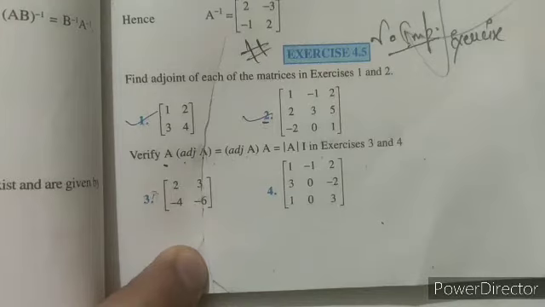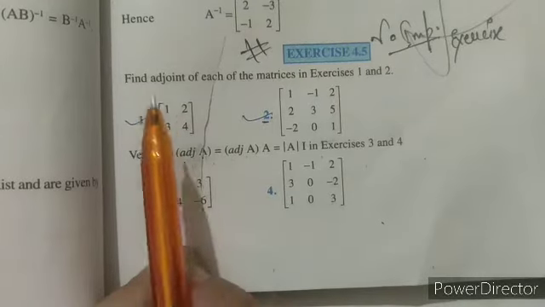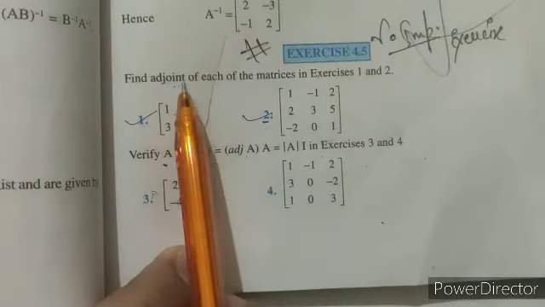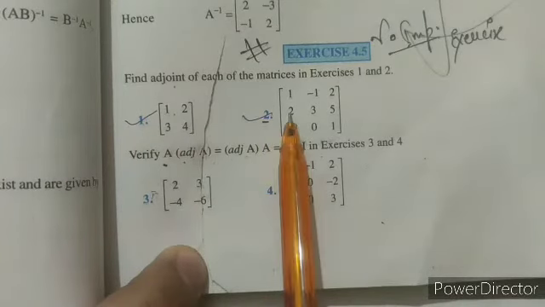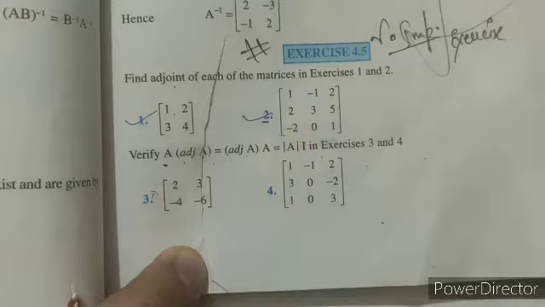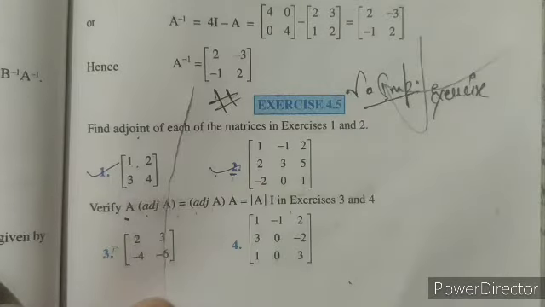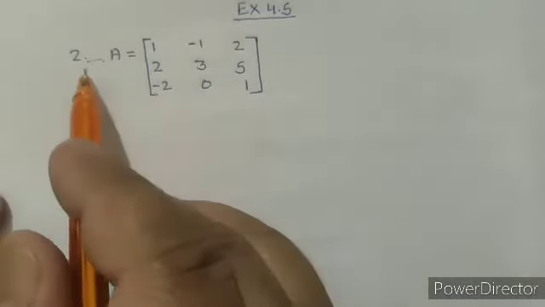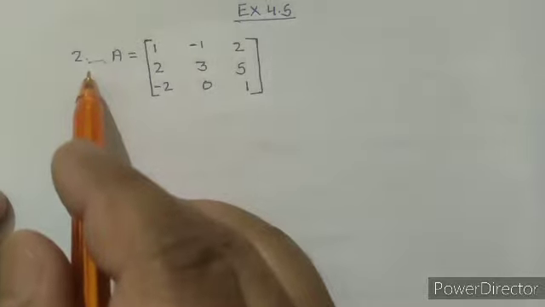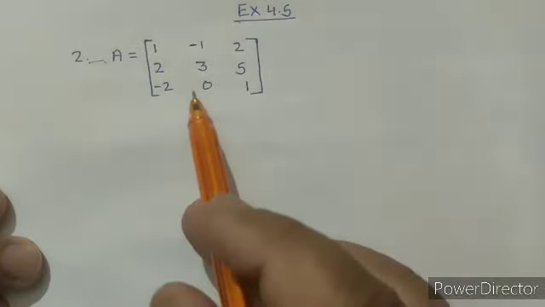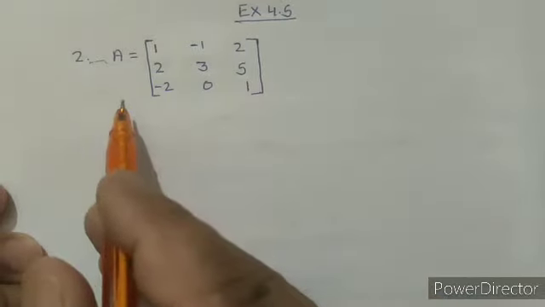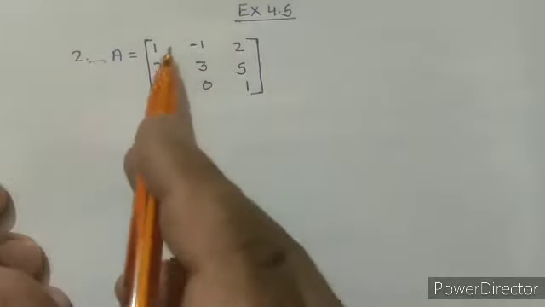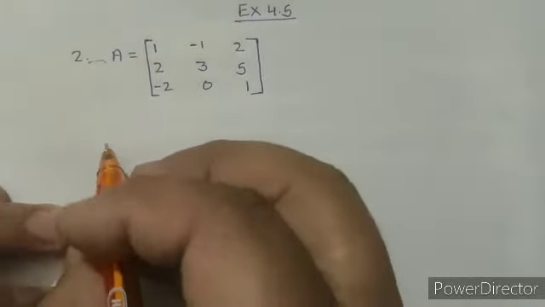In exercise 4.5, in the first and second questions, we have to find the adjoint of each of the matrices. Here I am solving the second question. Now, in question 2, the matrix is given to us and we have to find its adjoint. In order to find the adjoint of a matrix, first of all we will find out the cofactors of its elements.